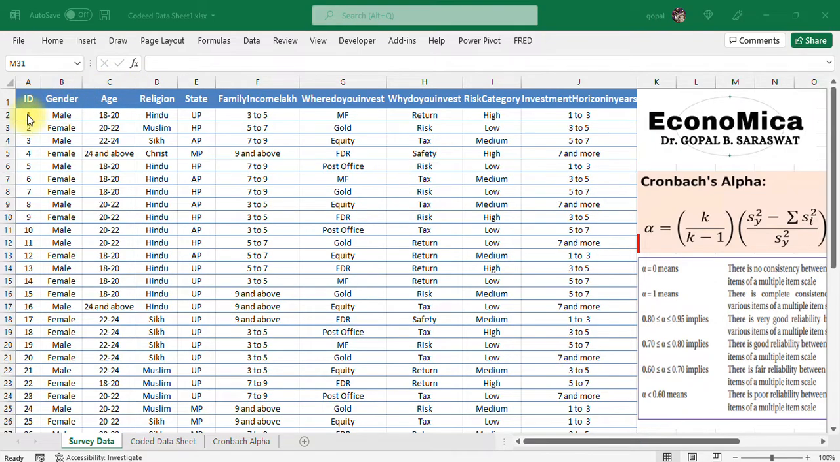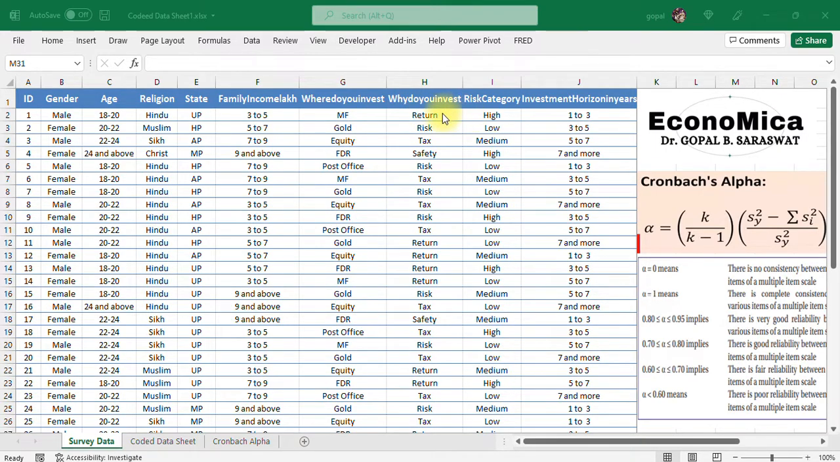So here we have a data set of the responses. This is the ID of my responses: 1, 2, 3, 4, gender, and age of my respondent. It started from 18 to 20, 20 to 22, then 22 to 24 and 24 and above. Religion: Hindu, Muslim, Sikh and Christian. State: Uttar Pradesh, Himachal Pradesh, Andhra Pradesh and Madhya Pradesh. Family income is in lakhs. And I also asked the question, where do you invest? So I have given them different choices. So this is how they came up with it.